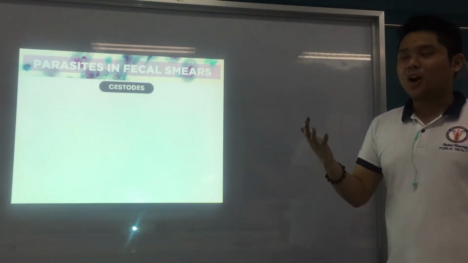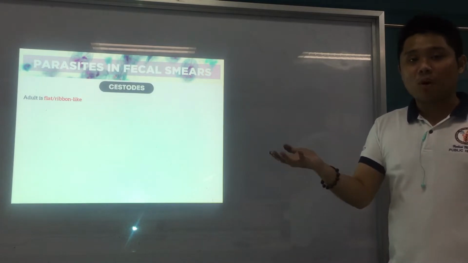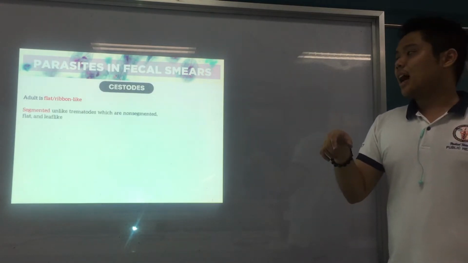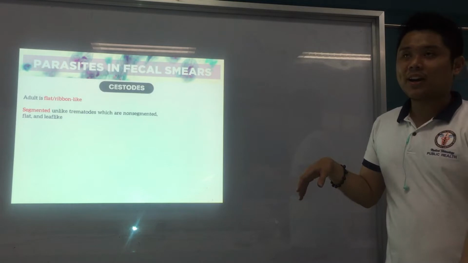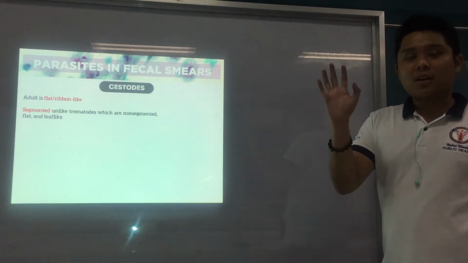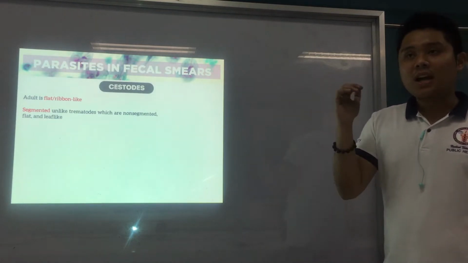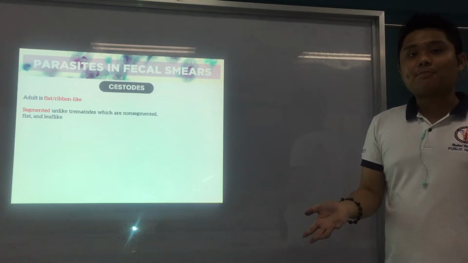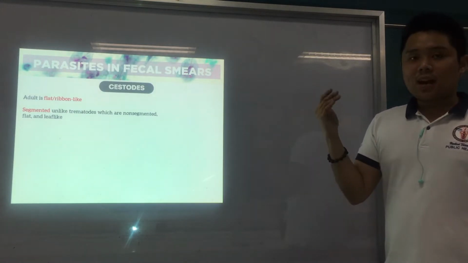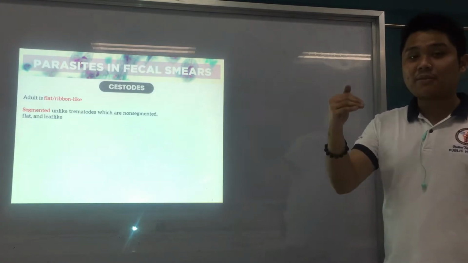already have an idea. All right, so first is, of course, the adult is flat or ribbon-like, hence the name tapeworm. So it looks like a tape, okay? All right, they are now segmented, so they have segments. Later in the picture, you can see. Compared to your nematodes and trematodes that don't have segments, okay? So if it is segmented, then that's a tapeworm or a cestode. And their appearance is not flat and leaf-like, okay? So basta they have segments.